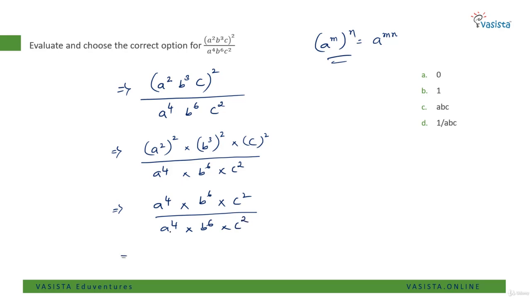So observe here. In the numerator, a⁴ is there, and a⁴ is there in the denominator, cancel it. Similarly you can cancel b⁶, and c² also you can cancel. So this will become 1. Option B is the right one.